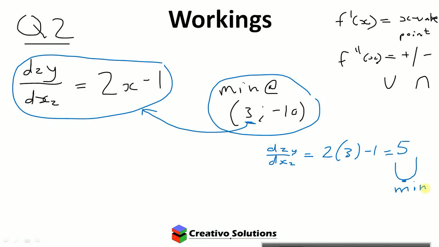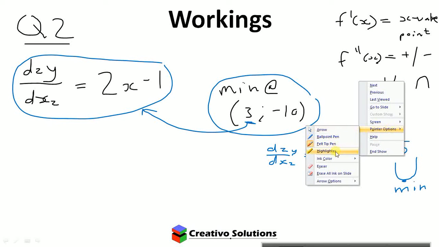So that's what they've told you: a minimum at (3, -10). So how am I going to get the points? Do you agree the first derivative gives me the two points? It gives me 3 and something else. So how do I get from the second derivative to the first derivative? Am I going backwards or forwards? I'm going backwards.